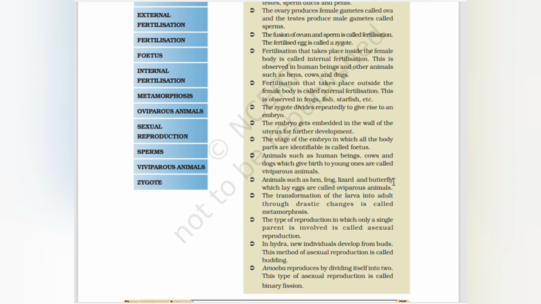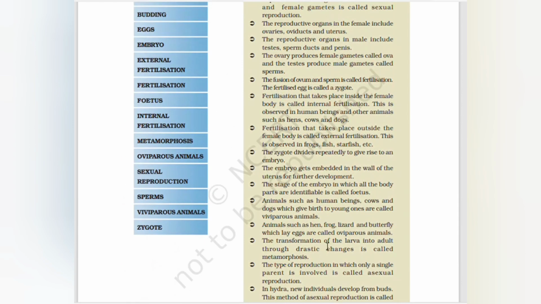Animals such as hen, frog, lizard, and butterfly, which lay eggs, are called oviparous animals. Transformation of the larva into adult through drastic changes is called metamorphosis. The type of reproduction in which only a single parent is involved is called asexual reproduction. In hydra, new individuals develop from buds. This method of asexual reproduction is called budding. Amoeba reproduces by dividing itself into two. This type of asexual reproduction is called binary fission.